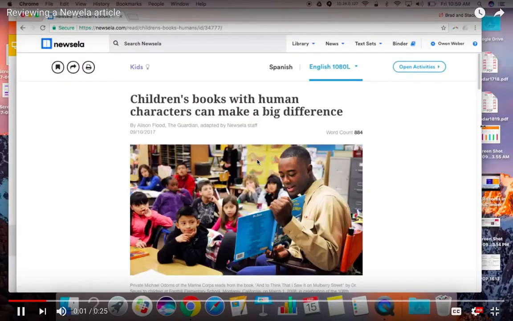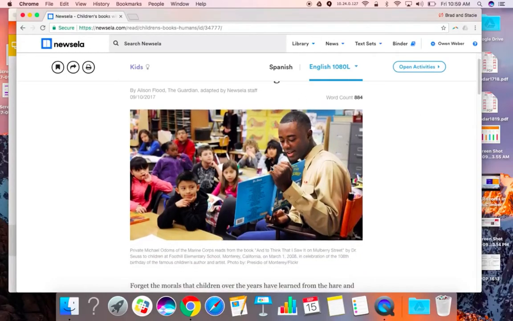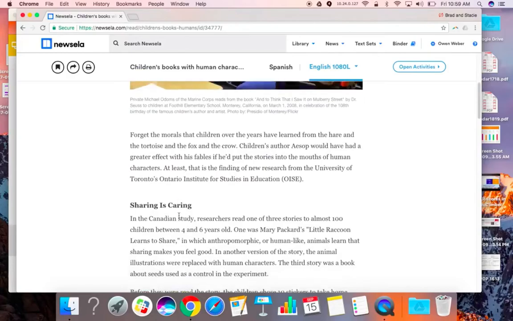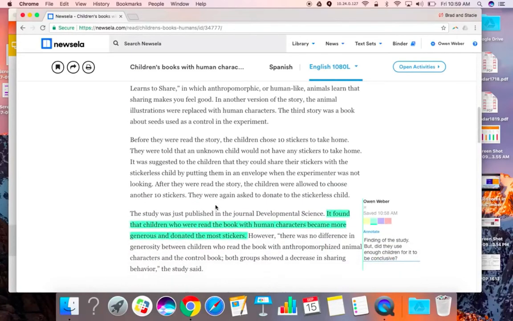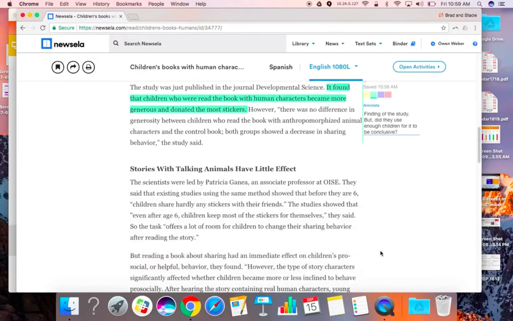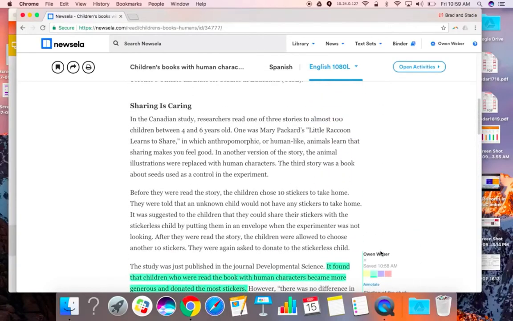I have now finished reading my Newsela article, so I'm going to review. I'm going to reread the title. I'm going to look at the picture. I'm going to double check the subheadings and kind of remind myself of what happened in that section. I am going to look at my annotations and reread them to make sure I really understand this article before going to the quiz.